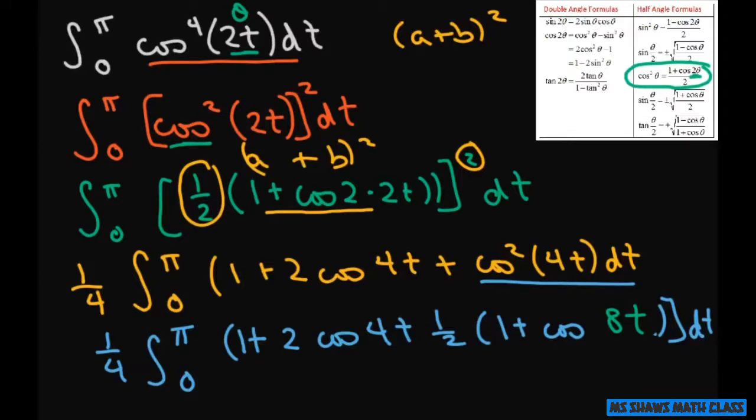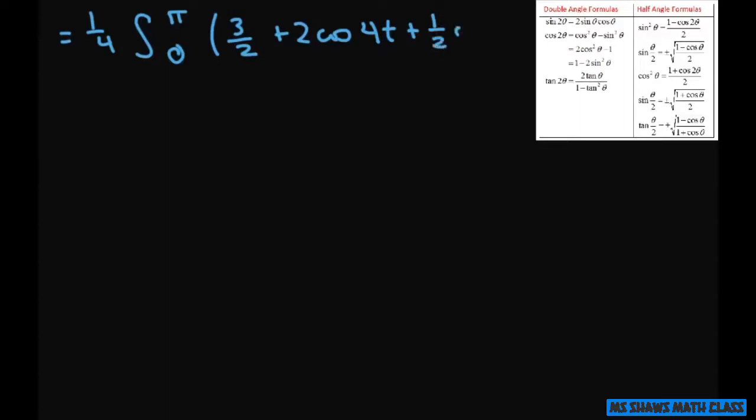So finally we can integrate this. Well, let's see if we can do one more step. Let's do 1/4 times the integral from 0 to pi, and I'm going to pull out the 1/2 again. So that's going to be 3/2 plus 2 cosine 4t plus 1/2 cosine 8t, dt.